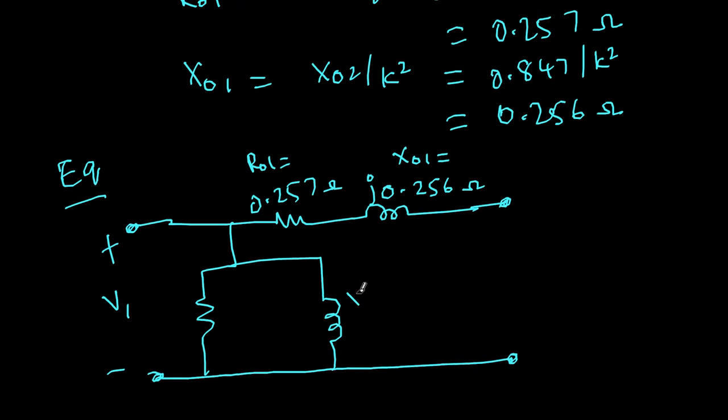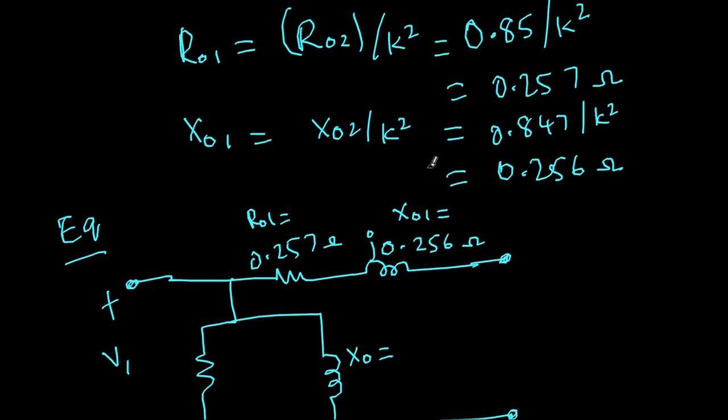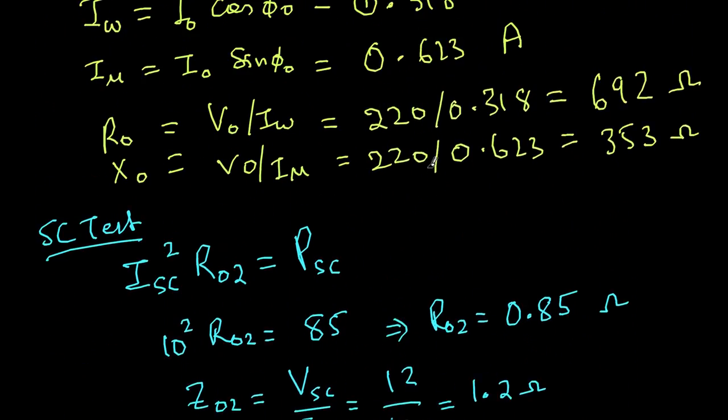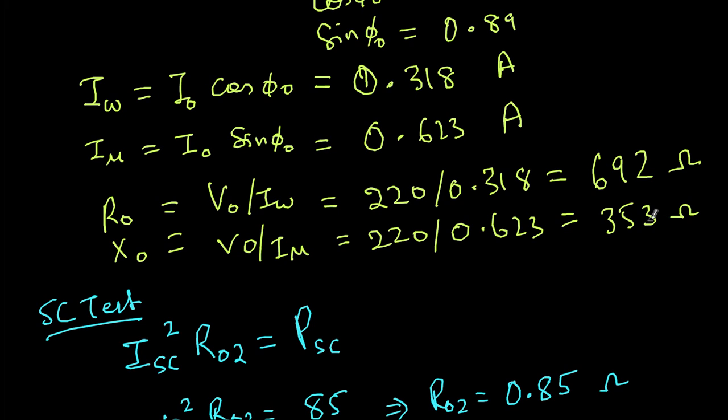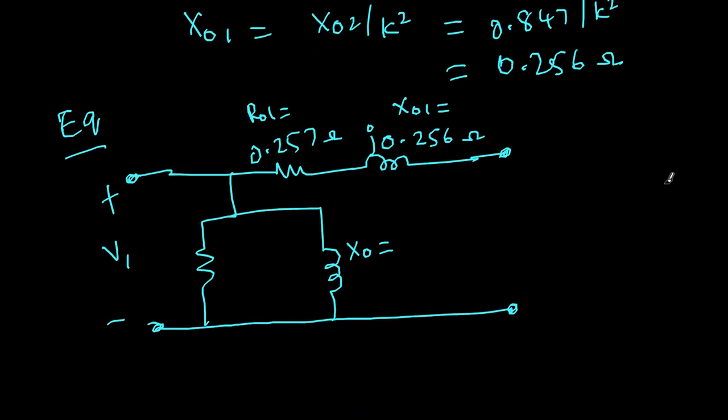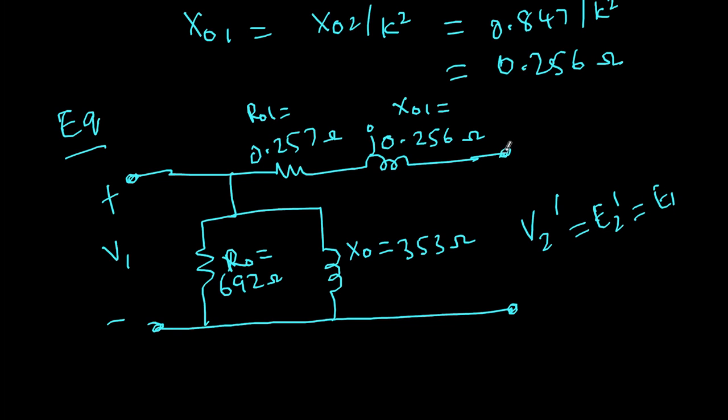Similarly, these values, this is X0. How much did we get? Going to the short circuit, 353 and 692. So this is 353 ohms and this is 692 ohms. This is R0. So this is the final circuit. Here I'll have V2 dash, which is nothing but E2 dash, nothing but E1. That is what is there at this point. I hope now you got something from this.